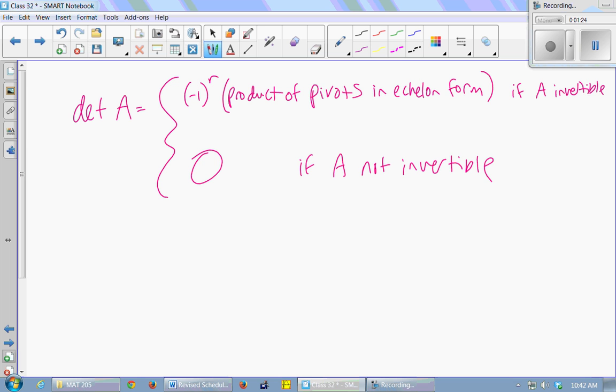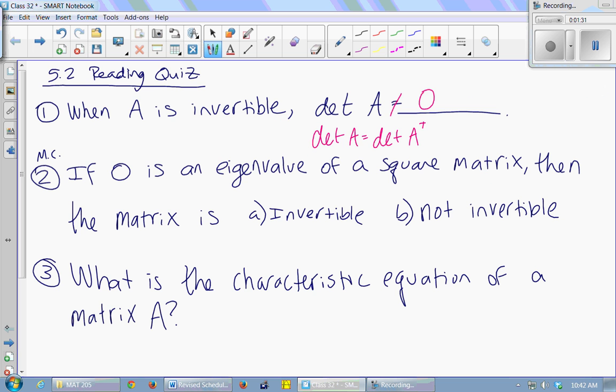Okay, so more answers than I expected are possible. So that's the formula the book gives, or you could write equals non-zero, or the determinant of A equals the determinant of A transpose. Okay, so yeah, multiple choice.